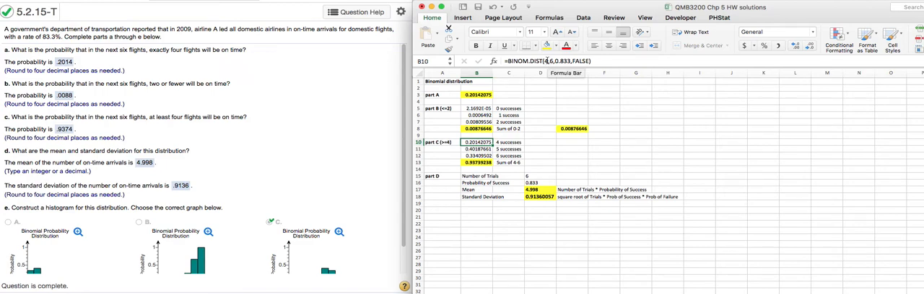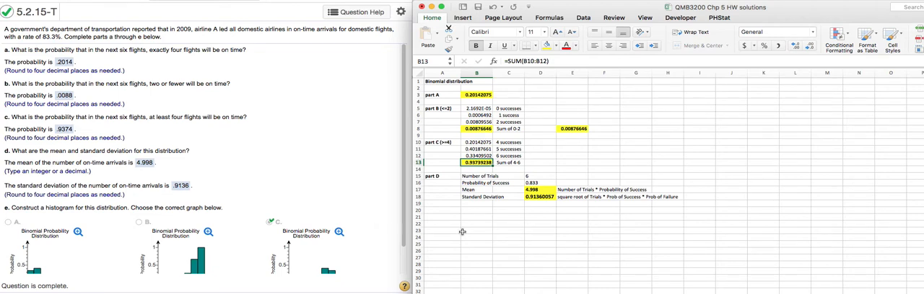Again, we use 4 as the number of successes. In this case, we use 5 in the second formula and then 6 in the third formula. Again, false for the cumulative question, all three, and then we sum them together with the sum function, equals sum, and we've got 93.73% in this case.